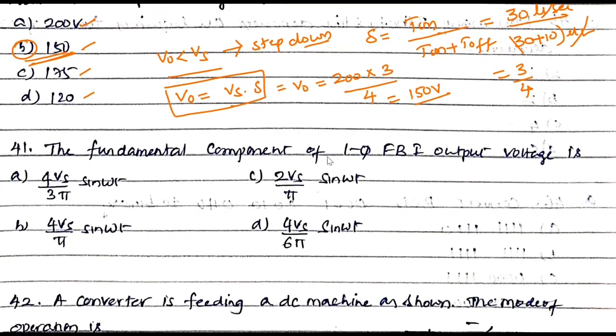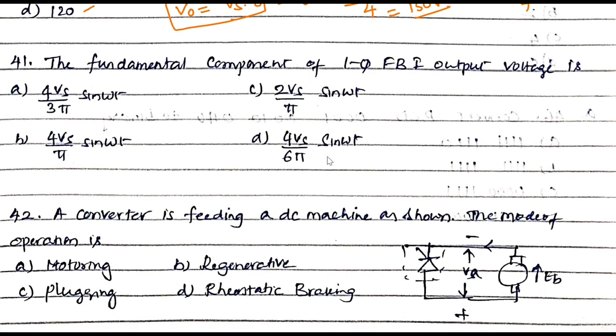Now the next one. This question I have collected from power electronics, and the concept is inverters. The fundamental component of a single phase FBI, meaning full bridge inverter. So the output voltage, the fundamental component, means where the fundamental component and the other harmonics, n is equal to 1. So among the options here, B is the right option. So 4 Vs by n pi into sin omega t, when n is equal to 1, is nothing but 4 Vs by pi into sin omega t. So this is the fundamental output voltage of a full bridge inverter.